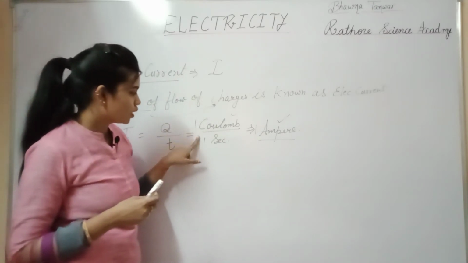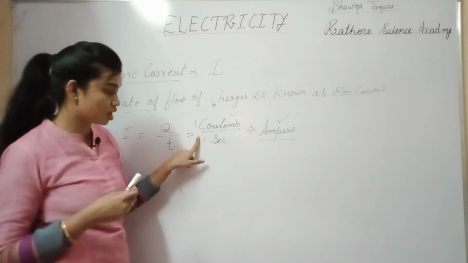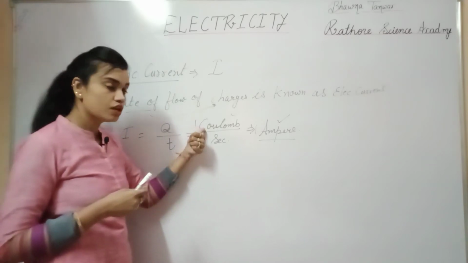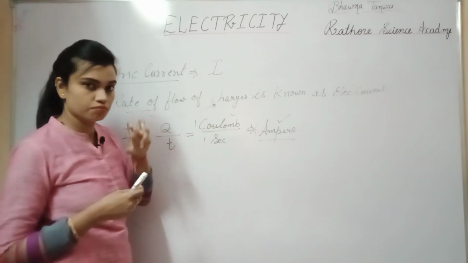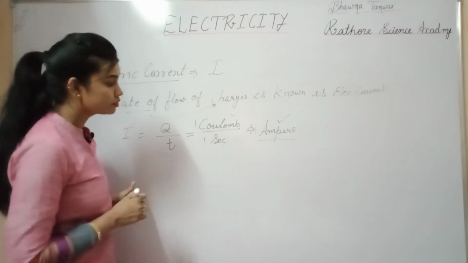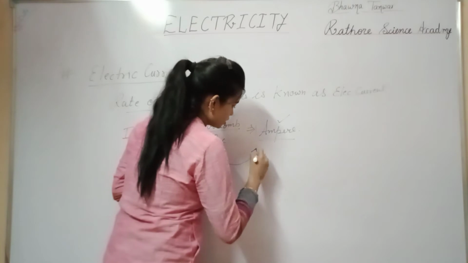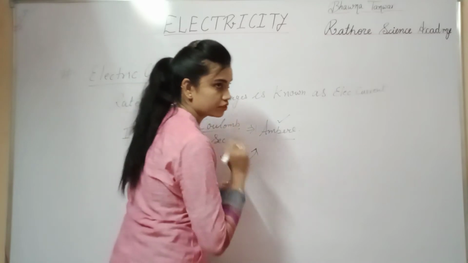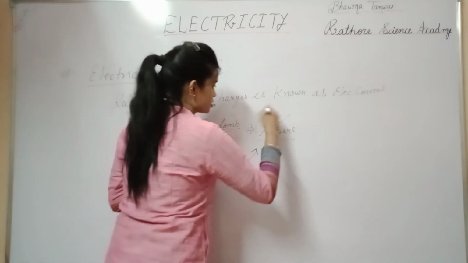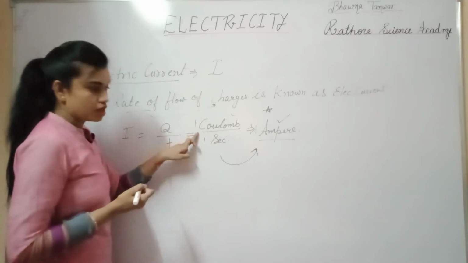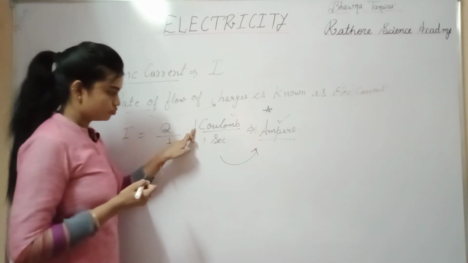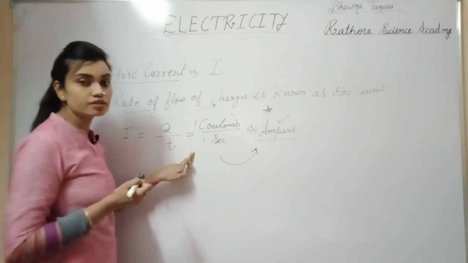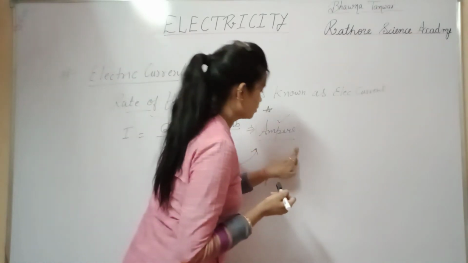1 ampere is equal to what? When 1 coulomb charge flows from a point in 1 second, then the current in the conductor is said to be 1 ampere. I repeat, so many times this definition has been asked. When 1 coulomb charge flows in a conductor in 1 second, then the current is known as 1 ampere. Okay.